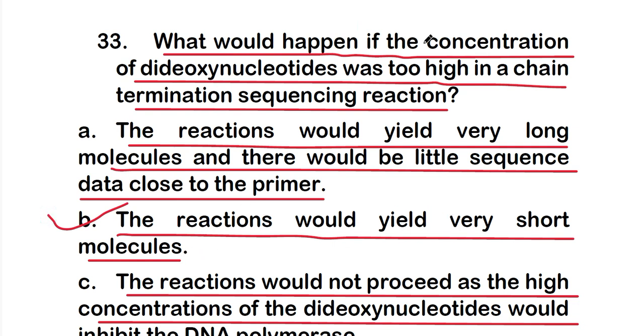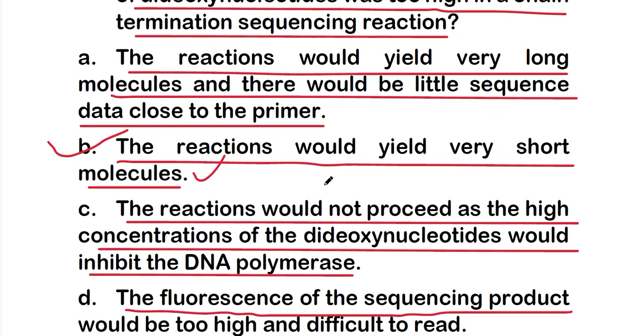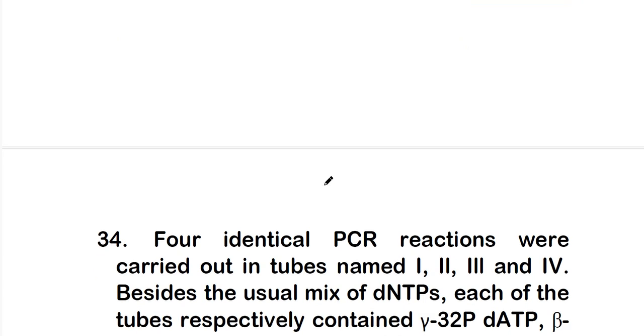So the right one is option B, the reactions would yield very short molecules. What would happen if the concentration of dideoxynucleotides was too high in a chain termination sequencing reaction? The reaction would yield very short molecules. Okay, so let's move on to question number 34.